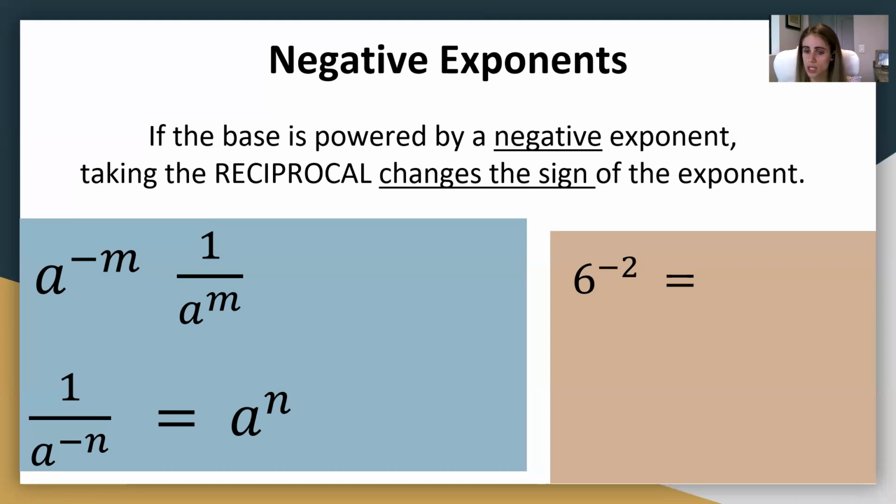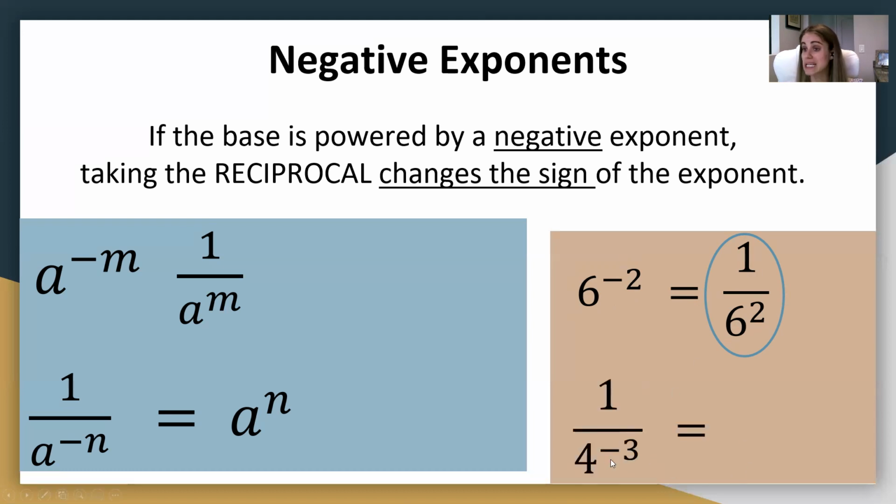So you can change any whole number into a fraction, rewrite it as a fraction by making the denominator 1. So by doing that, I then can take the reciprocal, and therefore 6 squared is in the denominator. I have a positive exponent. We are good to go.